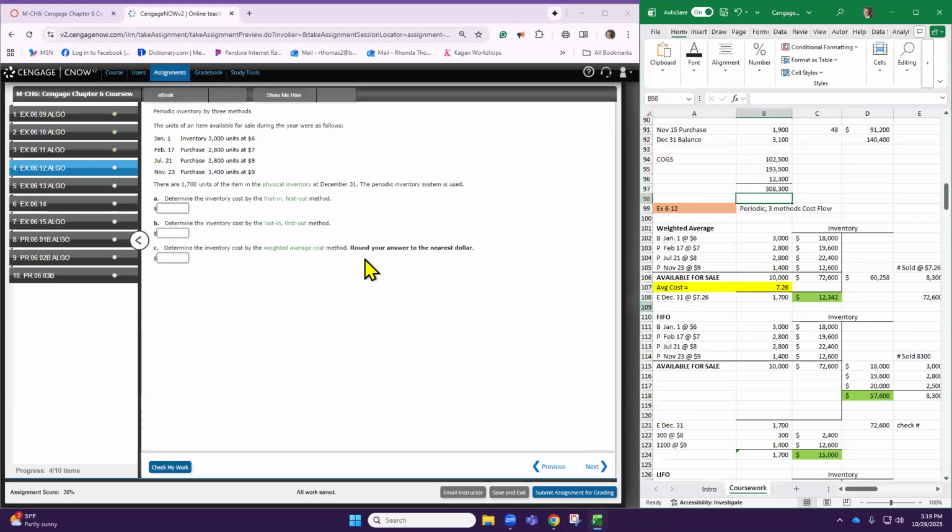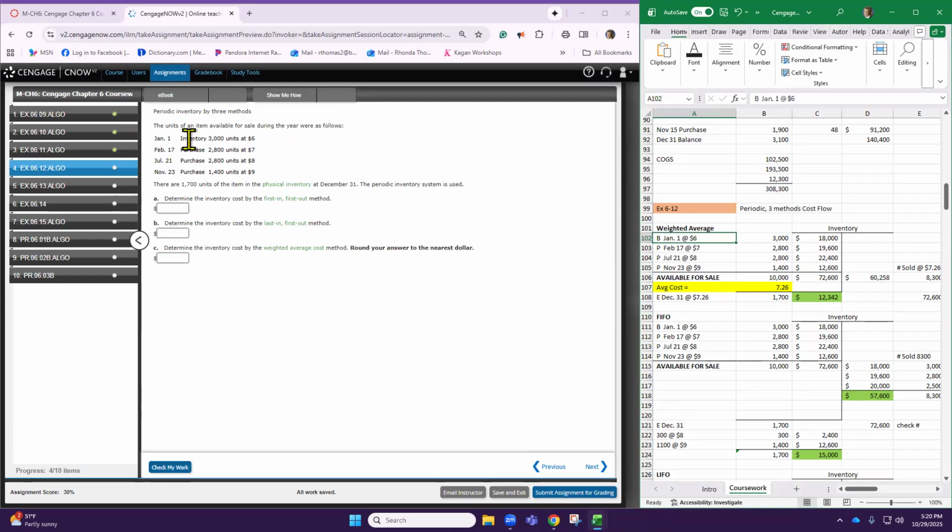So we're going to do what's called periodic. Periodic does not have a balance after every transaction. It waits to see what the balance will be after physical inventory is taken. So periodic, we have FIFO, LIFO, and weighted average. If you have to do all three and you're using a periodic example, I recommend doing the weighted average first. Okay, so let's go ahead and figure out what we have.